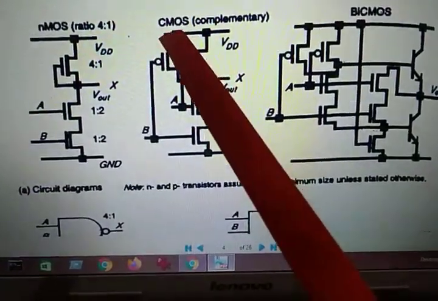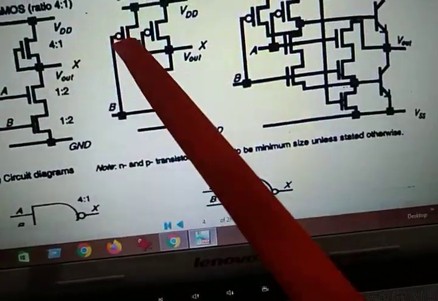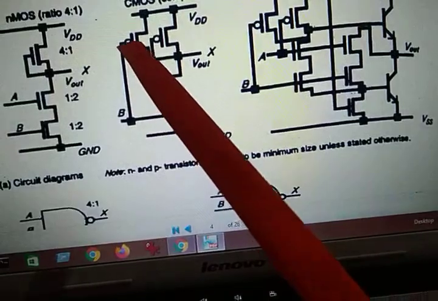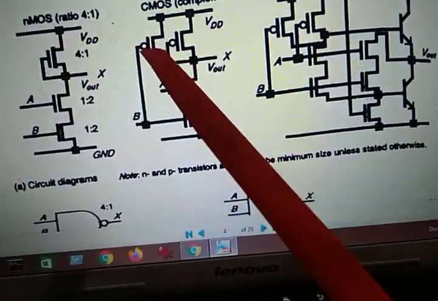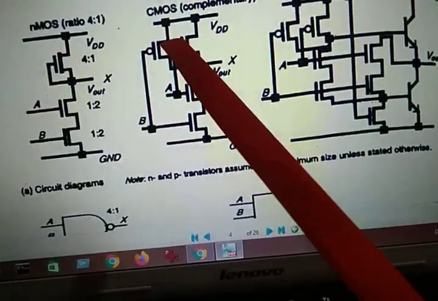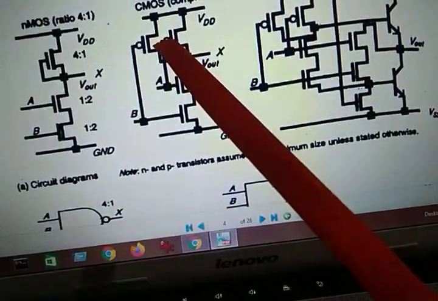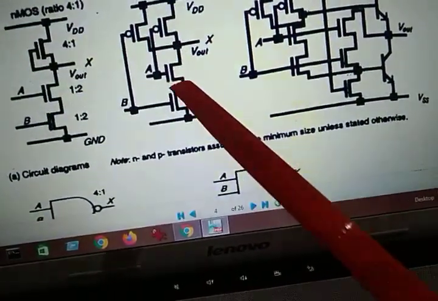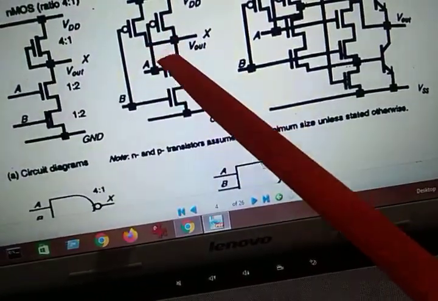In CMOS, the top is VDD and the bottom is the ground. Here I am drawing (A dot B) whole bar, that's a NAND gate. So that's why the PMOS should be in parallel, because NAND means dot. If dot comes in, the PMOS should be in parallel and the NMOS in series. So the same circuit we just drew.